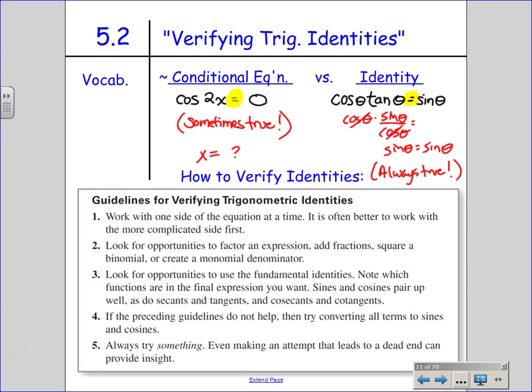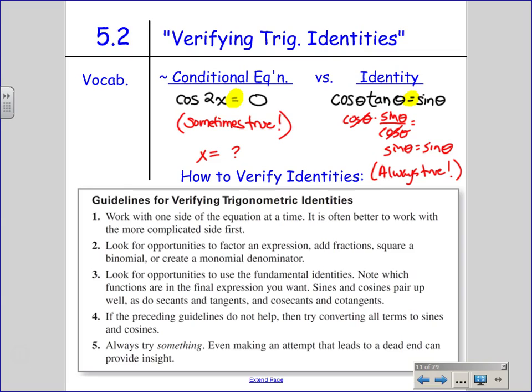Identities are always true, conditional equations sometimes true. So in this section, you're being given identities, and you're going to show that this is always true, no matter what. We're not looking for specific angles. We're not thinking about the unit circle or sometimes-true answers. We're just saying, hey, this is always true, so if I ever see this, I can make it that. When we get to equations where we're trying to find the sometimes true and we see this, it's going to be so complicated, but if we can make it that, it's going to be so much easier. Just a foreshadowing of what's to come.